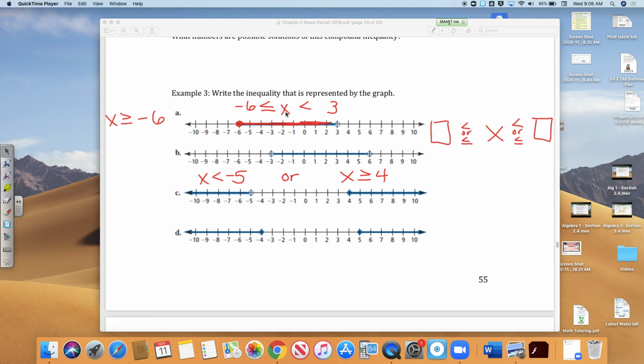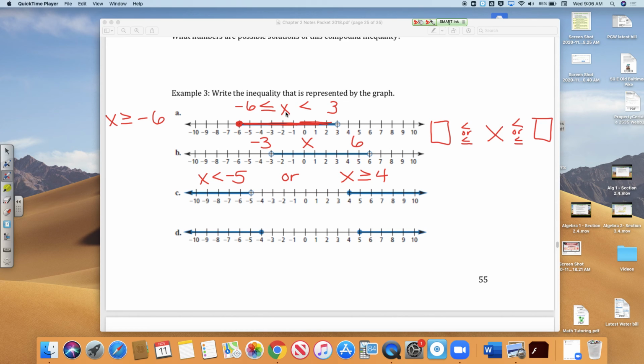All right, let's go over B and D. So B, I can see the endpoints are -3 and 6. So I know I need the -3 in this spot. I know I need a 6 over here in this spot. You put the variable in the middle. It doesn't have to be x. It can be any variable, but I'll just use x because that's what we usually use. And then you just have to insert the correct symbols.